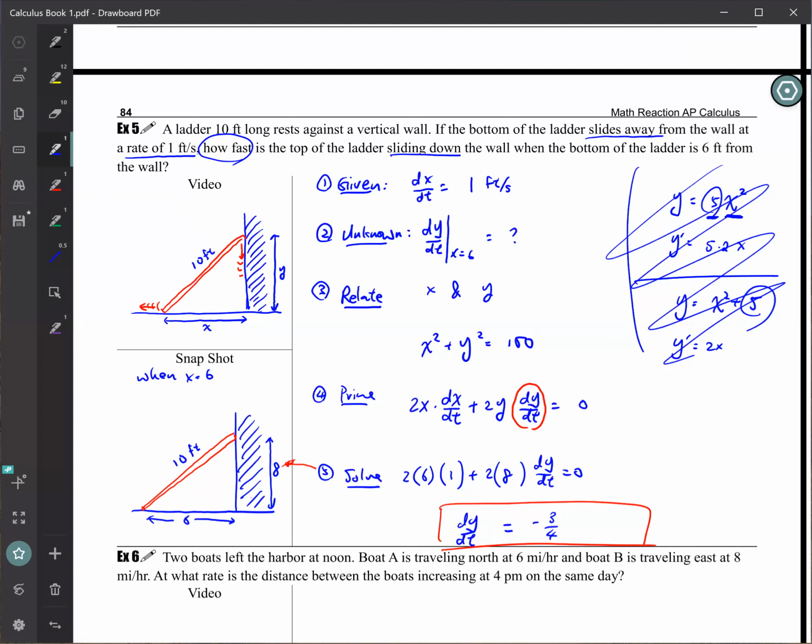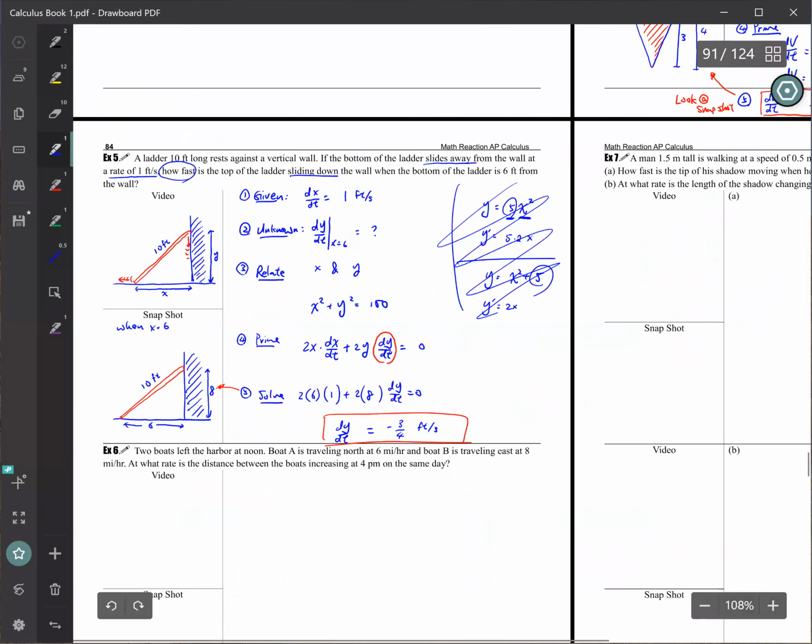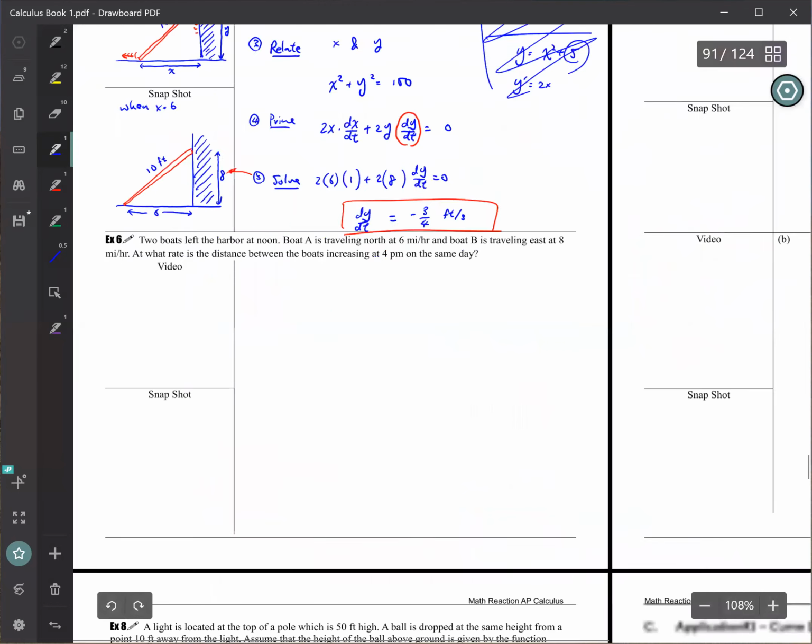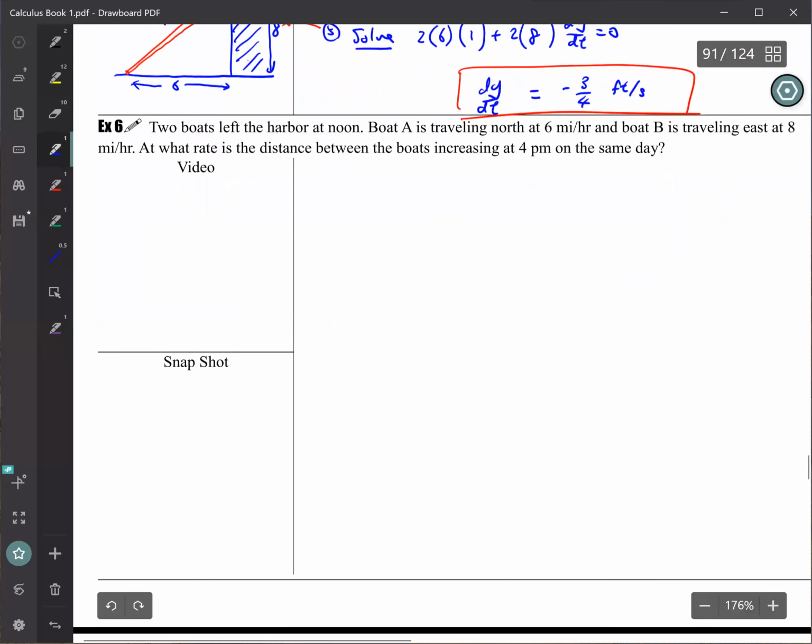So if you get something that's positive, then you will know something went wrong. So you got to keep that in mind. Positive, negative sign, it tells you a lot of stuff. So here the unit should be feet per second. Okay, let's see if we can finish this in 5 minutes. So question 6.